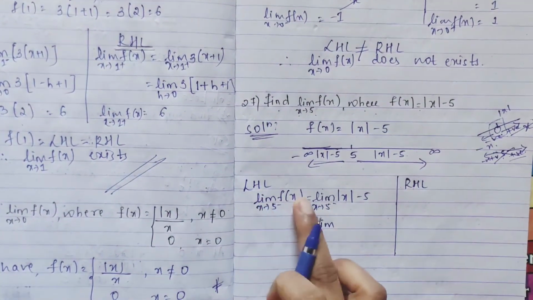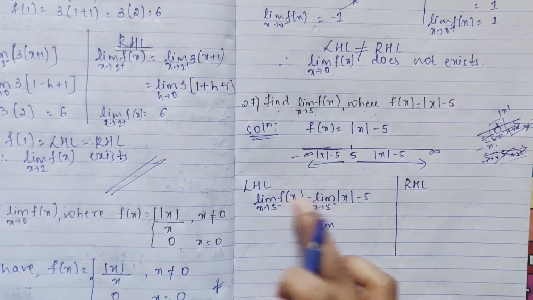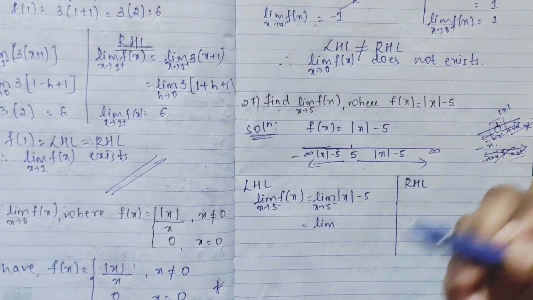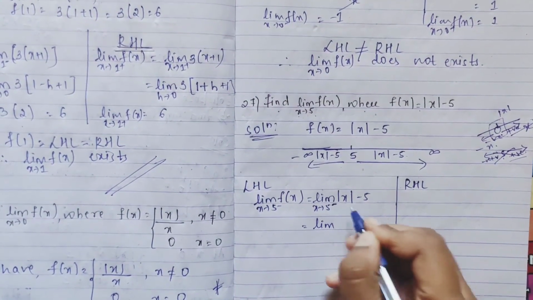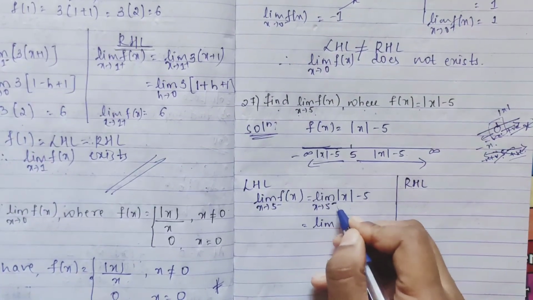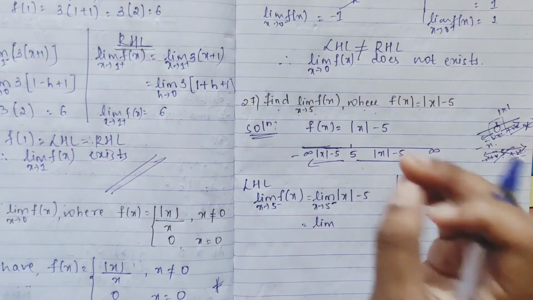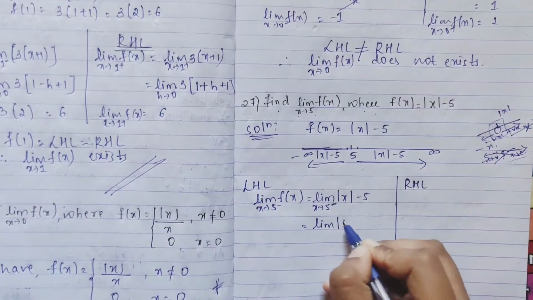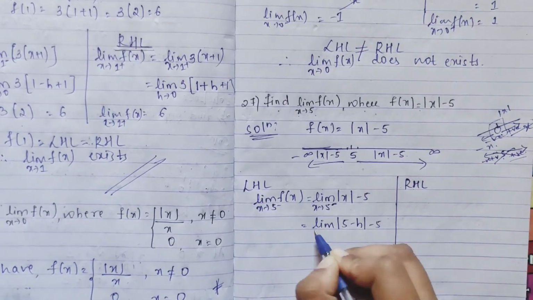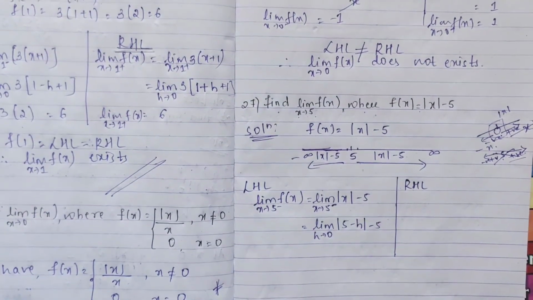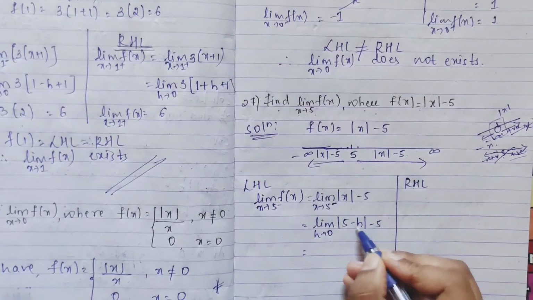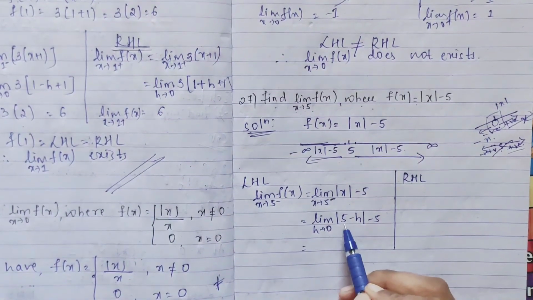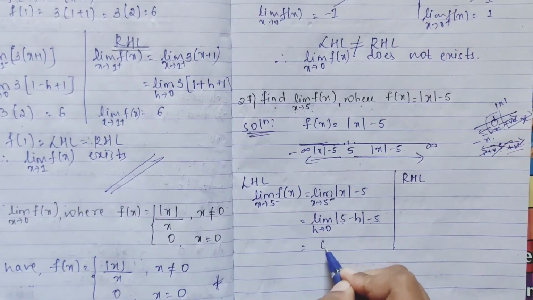Okay, so LHL: limit f of x as x tends to 5 minus. What is your f of x? It is mod x minus 5. We are keeping mod only, we are not taking plus x or minus x for this. When x tends to 5 minus, we are subtracting some very small number from 5. So it becomes mod 5 minus h minus 5, as h tends to 0. Substituting h equal to 0, you will get 5 minus 5, which is 0.